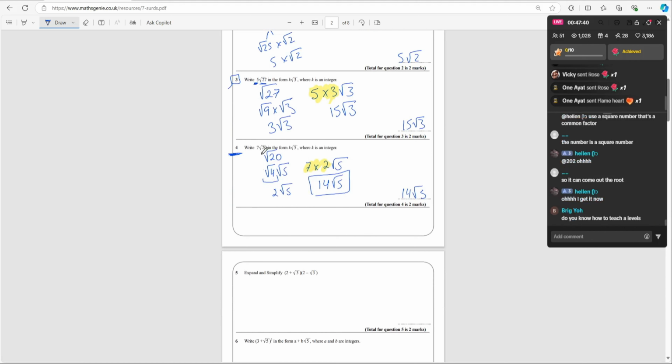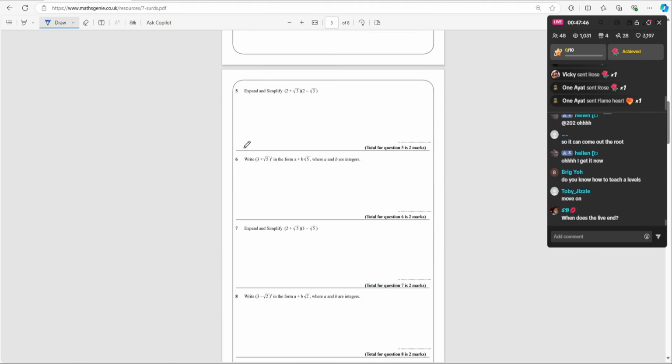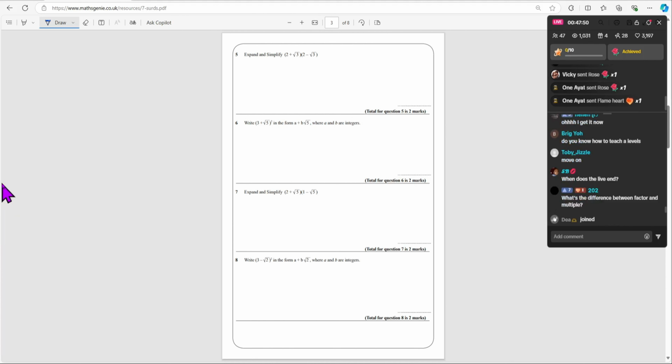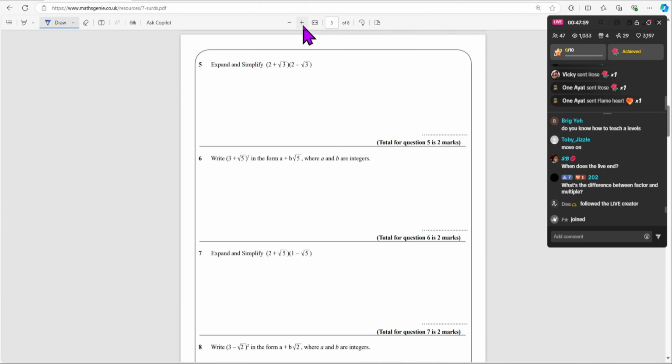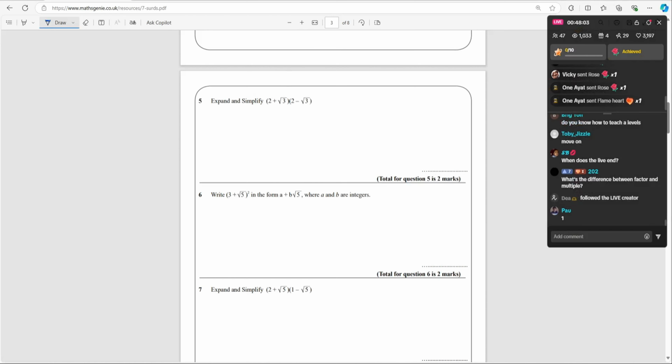Now this is the easy part of surds, simplifying them. Now this is when the hard parts come, expanding them out, okay? So we need to expand and simplify this. I'm going to zoom in. We have to expand and simplify this, okay?